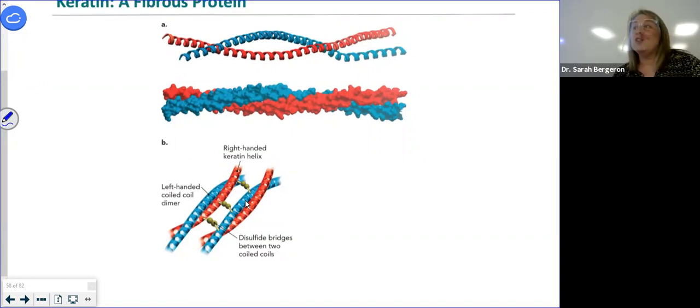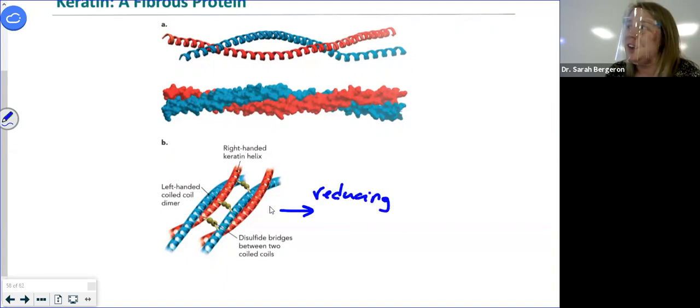So why is it, if they're so strong, take hair, for example, why is it that we can go to the hairdresser? I don't like my straight hair. I want curly hair. What do they give you? A perm. What's a perm? This is your hair. When they give you a perm, they're going to break those disulfide bonds. So what kind of an environment are they going to, what kind of chemicals are they going to put in your hair? Reducing. Yes, y'all with me today?